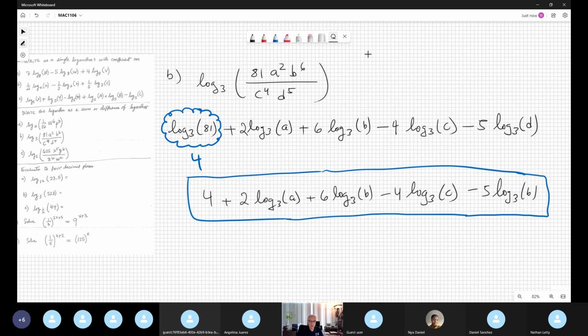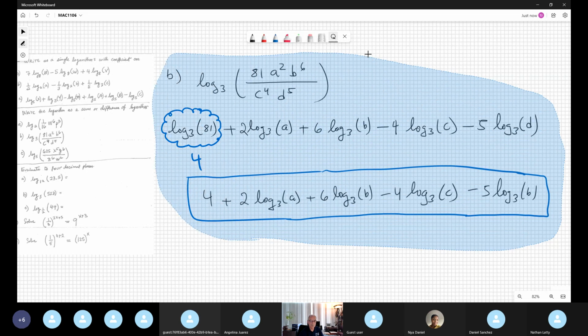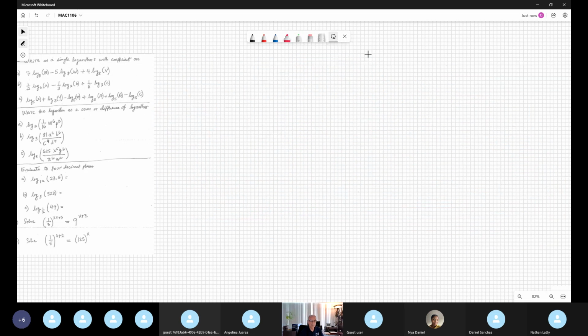Okay. One more, number 10, part C. Say logarithm base 5, and we have unfortunately a numerical value, 625, over x to the 5th, y to the 6th, z to the 6th, and w squared.